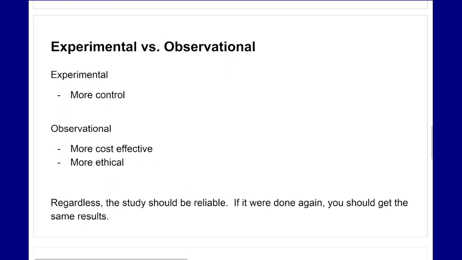So to look at the difference between the two, experimental kind of makes more sense. We do have more control in an experimental study, right? You have control over the groups. You have control to ensure that a specific group is getting the treatment or a specific group is getting the control, right? So they're not getting anything. So we have more control over what's happening in your study.